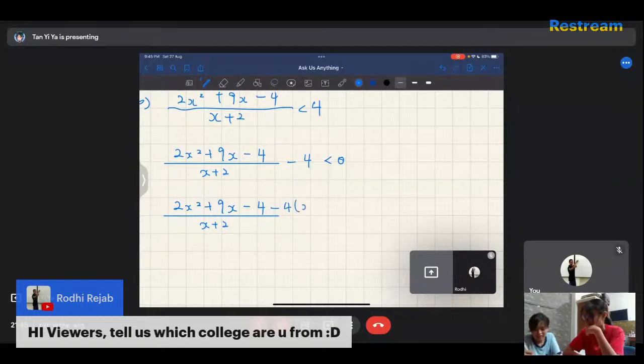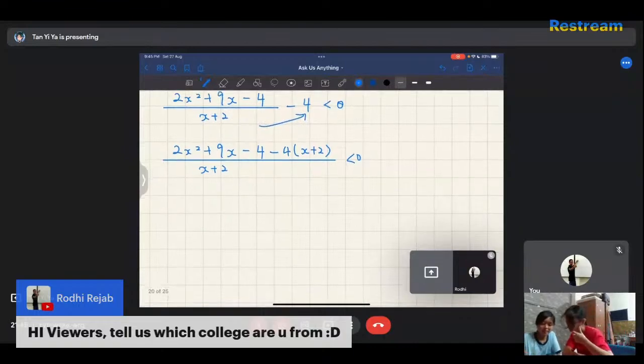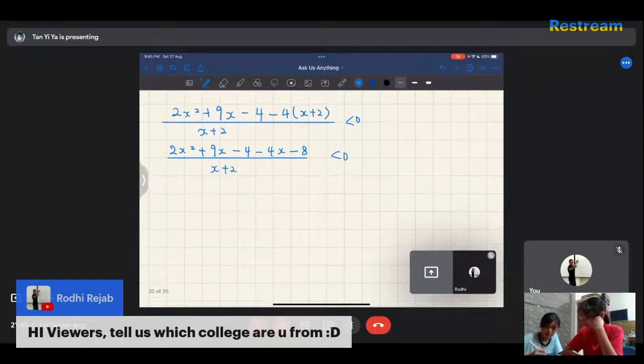Minus 4. Just copy down. And then, okay, so now the denominators are the same. We combine this. Then we expand it. Then collect like terms together. Plus 9, plus 5, minus 12. Press the calculator.